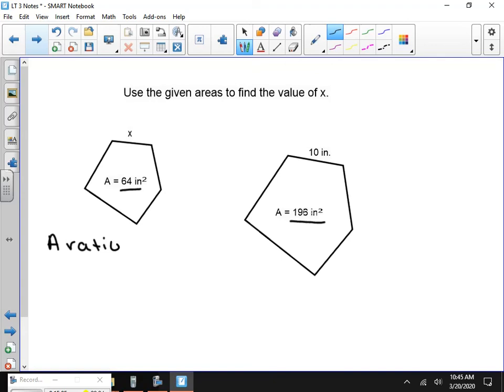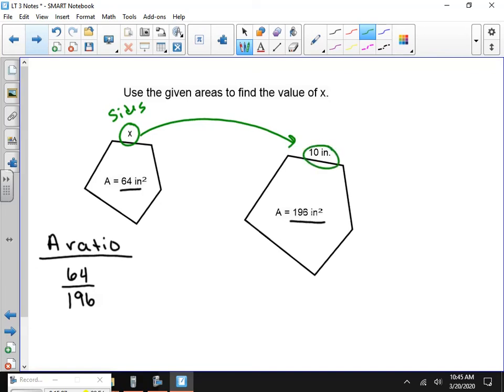Then step two is identify the ratio that your variable is in. So I need to find x. X is a side length, so that ratio is going to be the sides with 10. If the thing that I'm finding isn't in the given ratio, that means I need to convert the given ratio to a side ratio so that the units are the same when I set up a proportion. If I set up a proportion and the units of the dimensions are different, it's not going to work.